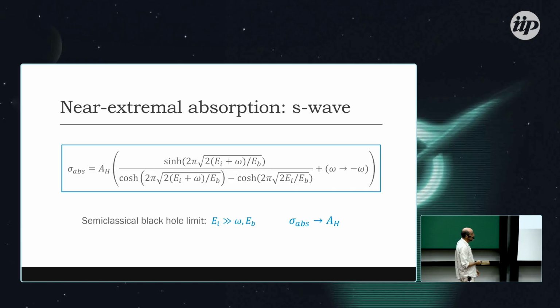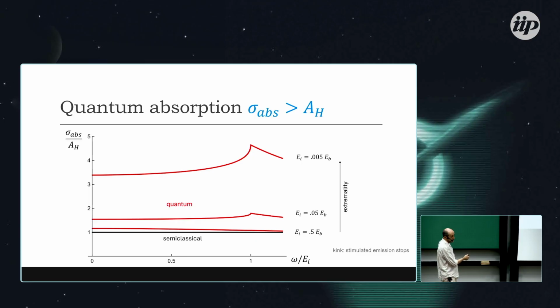It's easy to verify. But then you want to see what the deviations away from this result are. And that's what I did: take this expression, plot it, and I found that the absorption cross-section over the area is larger than 1. It's more than in the semiclassical regime, and larger the closer you get to extremality, as a function of the frequency. There are some kinks here, and these are due to the fact that when your black hole is close enough to extremality, you cannot radiate too much energy because you don't have available energy. You cannot emit. So spontaneous emission and stimulated emission are absent when you cross this threshold.